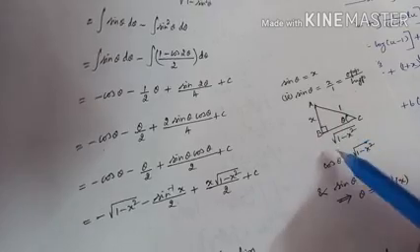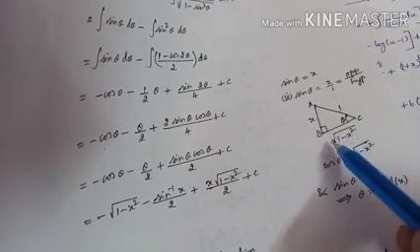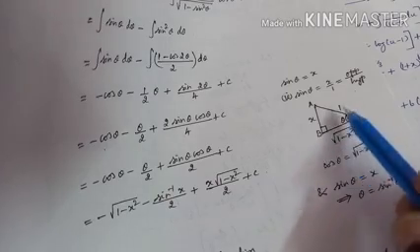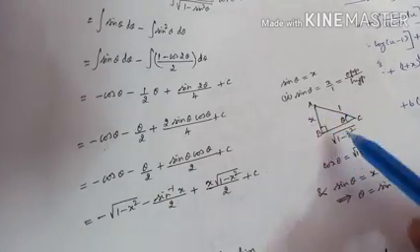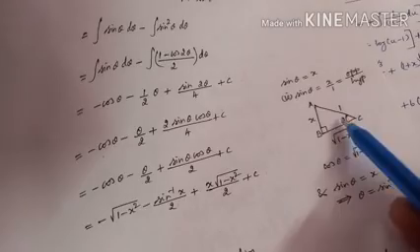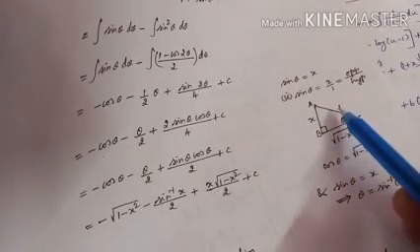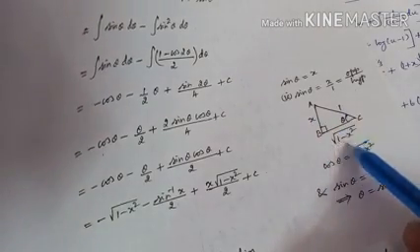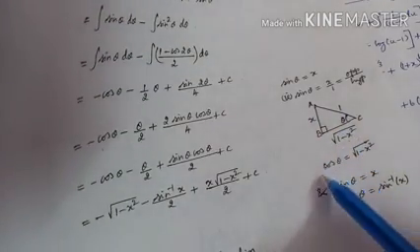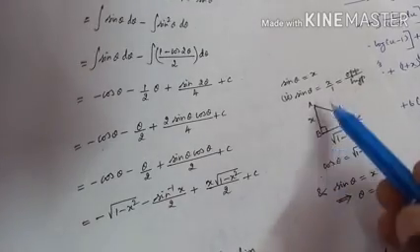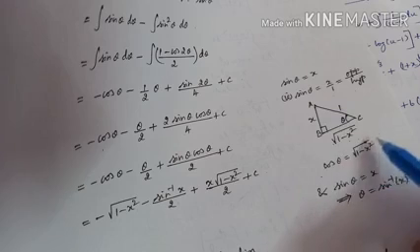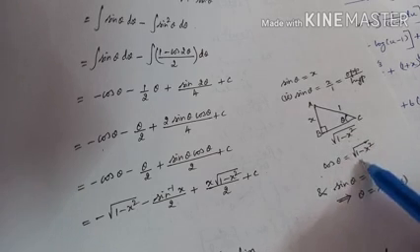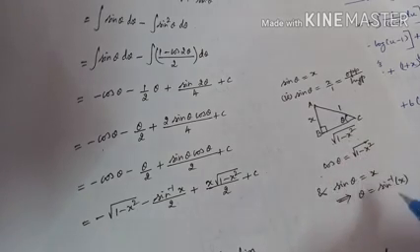Find the adjacent side. By Pythagoras theorem, adjacent side is square root of hypotenuse square minus opposite square. So cos theta is adjacent side by hypotenuse, which is root of 1 minus x square by 1. That is simply root of 1 minus x square.